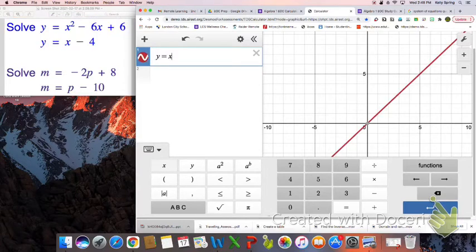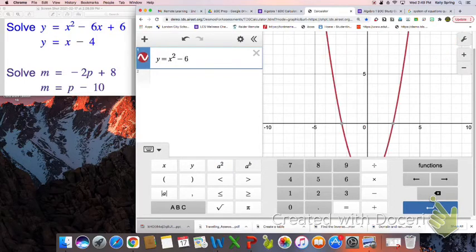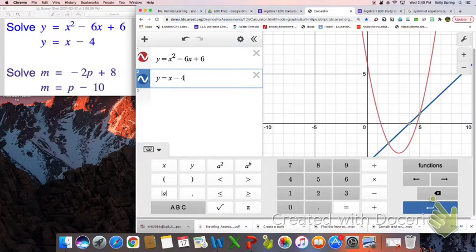So when we first start typing in that first equation, y equals x, remember right here, this is where the squared button is, so just click that to square x, and then minus 6x plus 6. So this shows us to the left of that equation we just typed in that the graph of this equation is going to be in red. So if we click plus to add another expression, we can type in our second equation, y equals x minus 4. And you can either use the buttons here on the screen or you can use your keyboard.